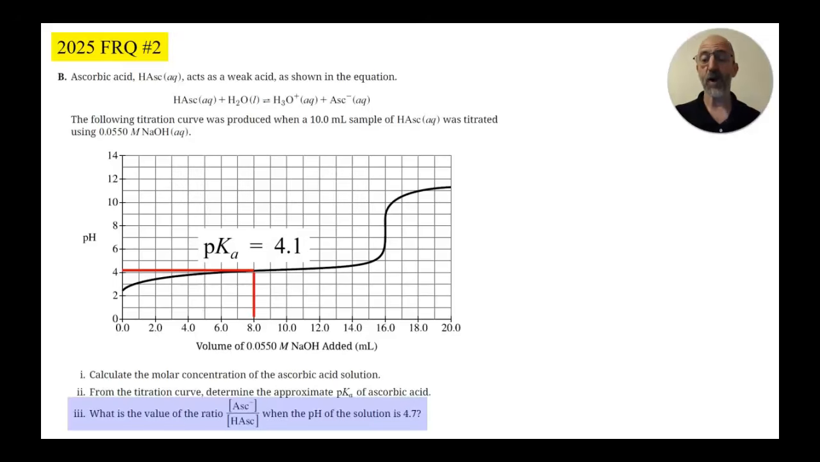And now the next part of this question, again, this is from the 2025 AP Chemistry exam, is the following. What is the value of the ratio of A- over HA, basically, the concentration of the ascorbate ion, A-, over the concentration of the ascorbic acid, HA? What is the value of the ratio when the pH is 4.7?